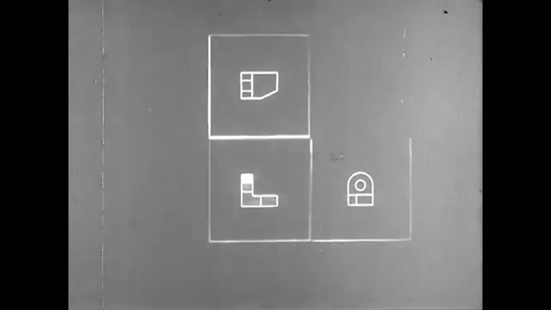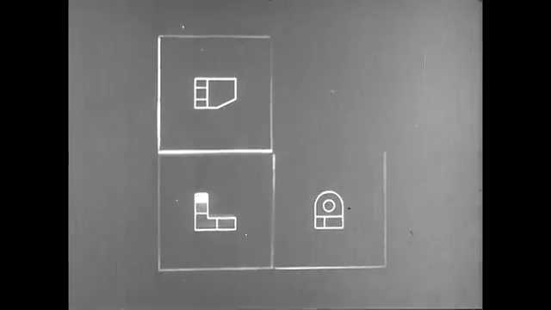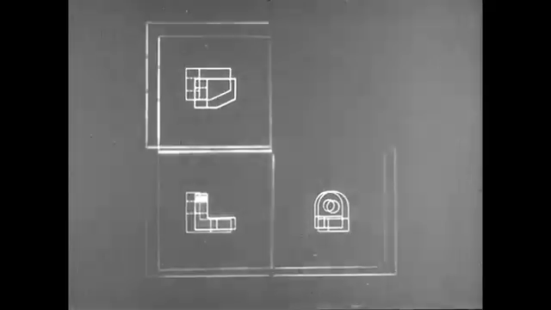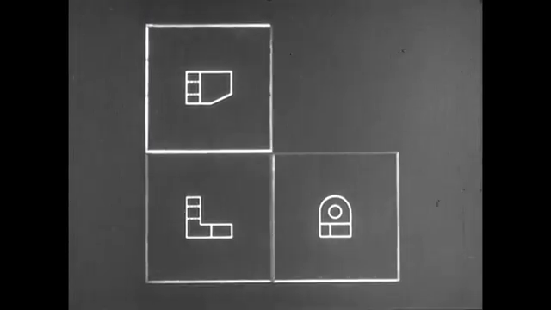It is better to use those views which have fewer hidden lines. In this case, the front, top, and right side views. How do you know that these 3 views describe the bracket completely?